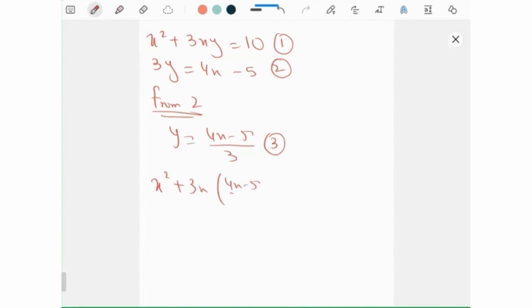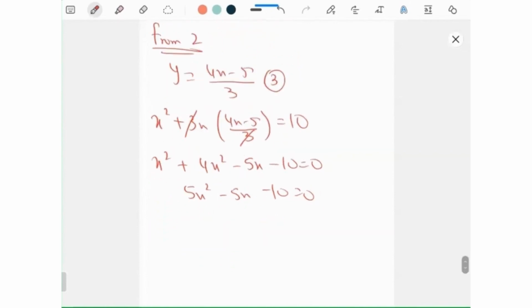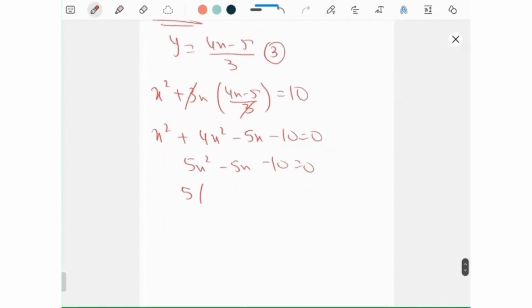y की जगह पे 4x minus 5 upon 3 is 10. 3 का इंतकाल कर देते हैं। x square plus 4x square minus 5x minus 10 is 0. 5x square minus 5x minus 10 is 0. 5 x square minus x minus 2 is 0.